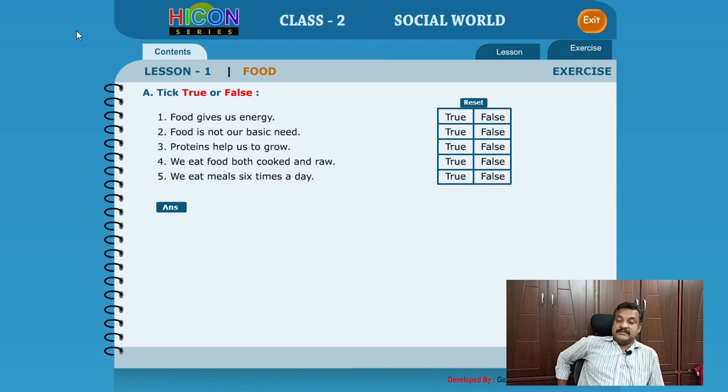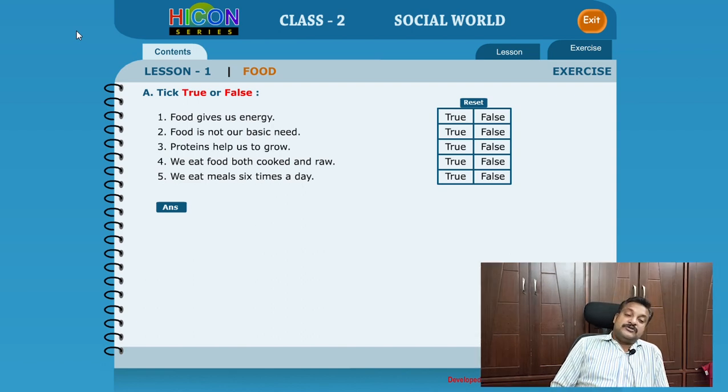Okay. Now the exercise part starts with a true or false question. There are 5 sentences given, which are basically from the lesson that we have learned. So what we need to do is read these sentences and check whether they are right or wrong. If they are right, then we should click the true box, and if they are wrong, then we should click the false box.